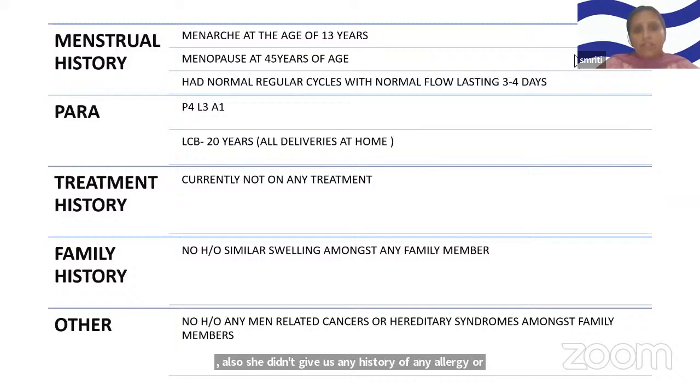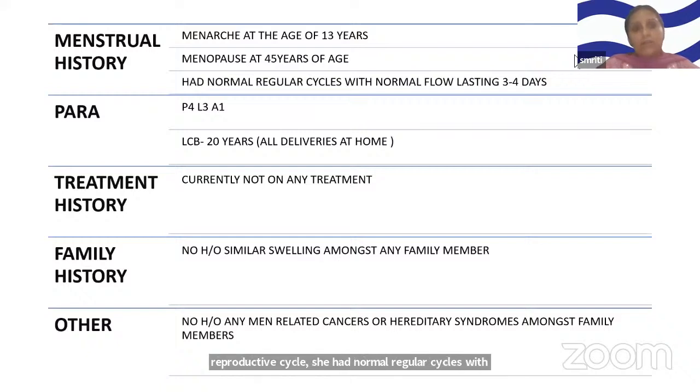Regarding her menstrual history, though she was not sure of her age of menarche, according to her it was around 18 years of age. She was menopausal, having attained menopause at the age of 45 years. Throughout her reproductive cycle, she had normal regular cycles with normal flow lasting for 3 to 4 days.